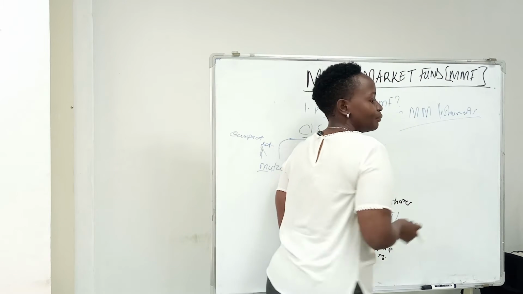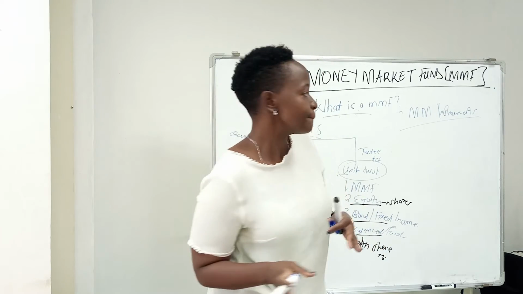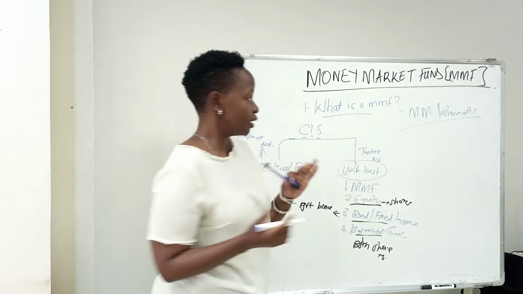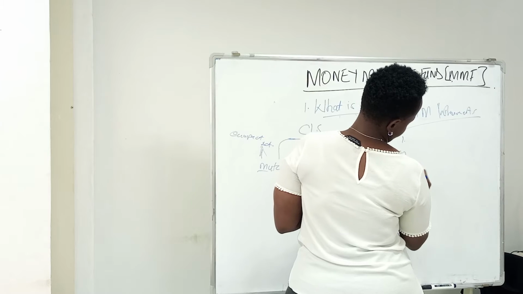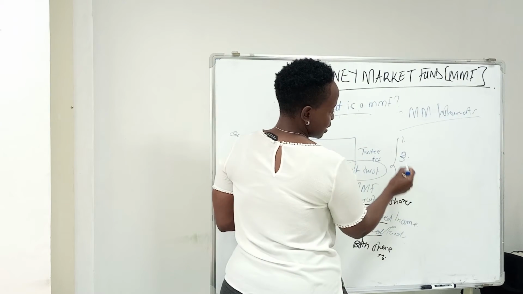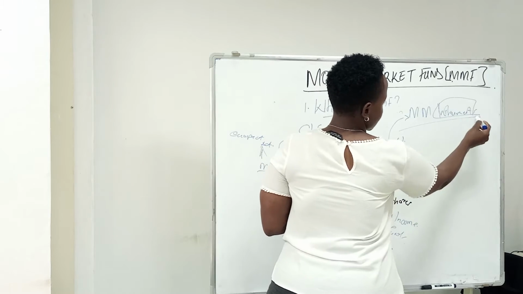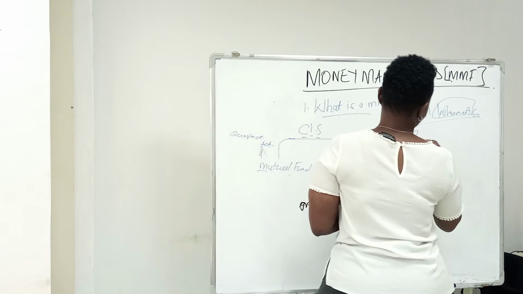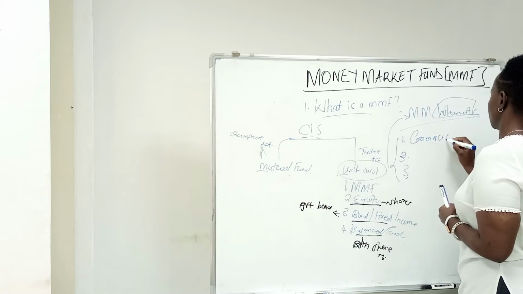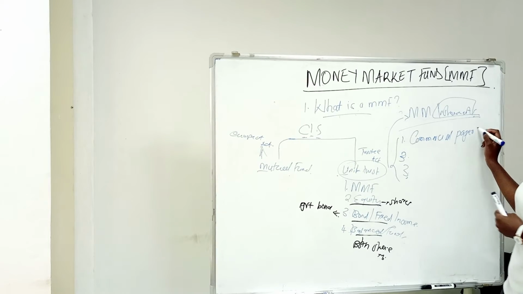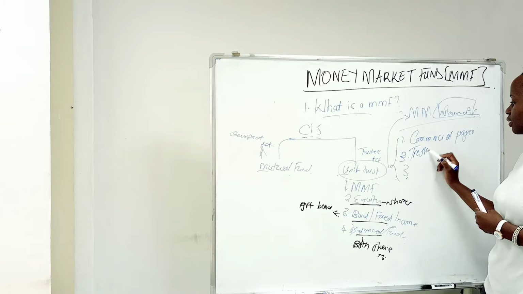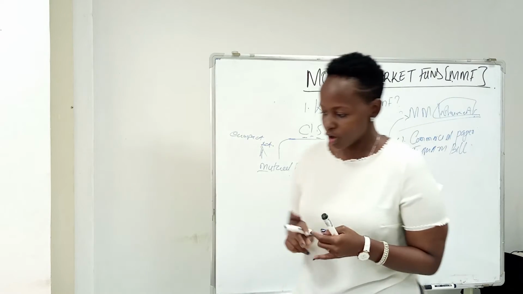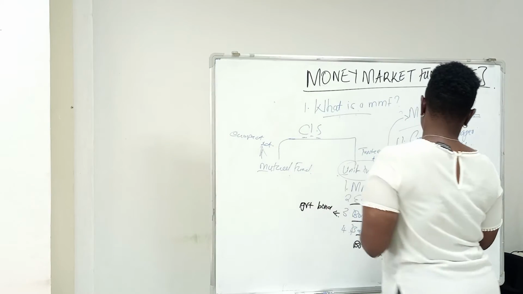There are majorly three, but I can't say there are only three of them. There are more than three, but most companies use three. Remember, these are money market fund instruments. So the first one is the commercial paper. There is the treasury bill, and the fixed deposit.